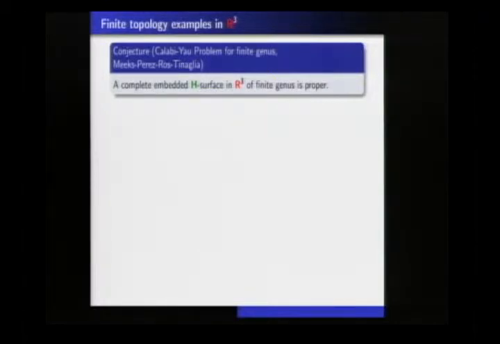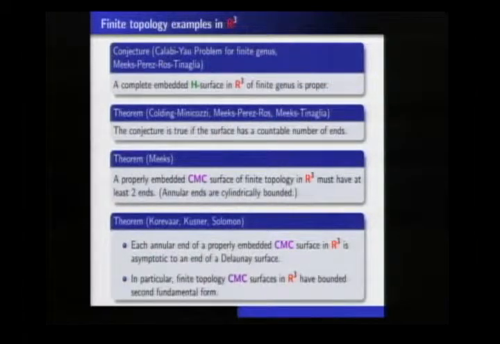Okay. All right, so part of this talk is about focusing on these finite topology examples and the theorems that we talked about before. So we have the Calabi-Yau problem for finite genus. That was a conjecture I mentioned before when we talked about Calabi-Yau. It says a complete embedded H surface in R3 of finite genus is proper.